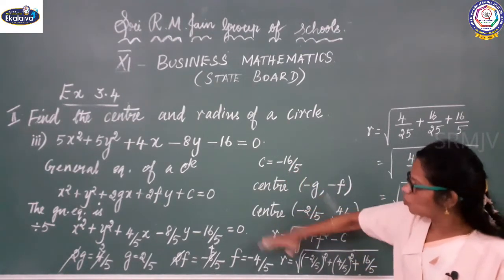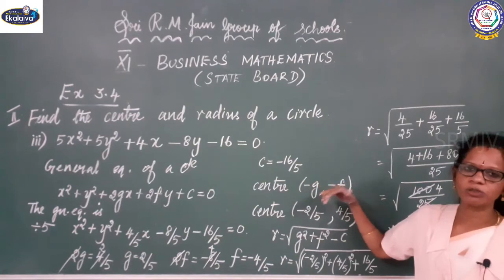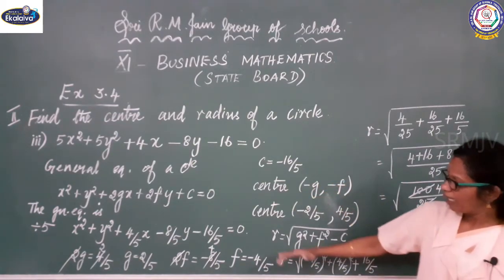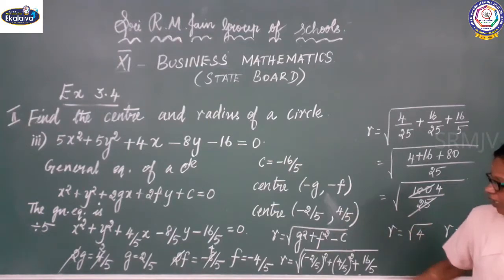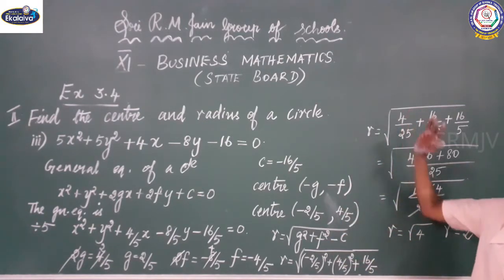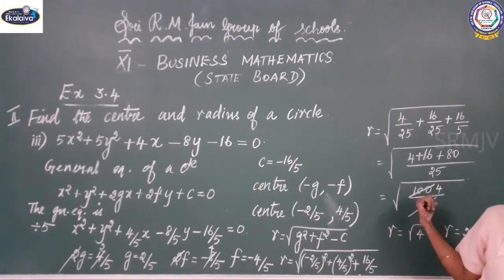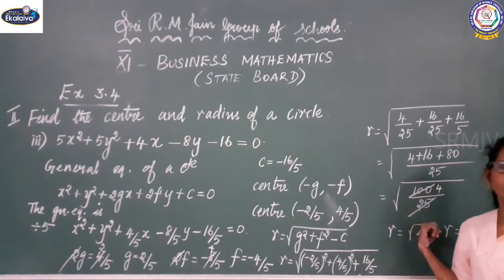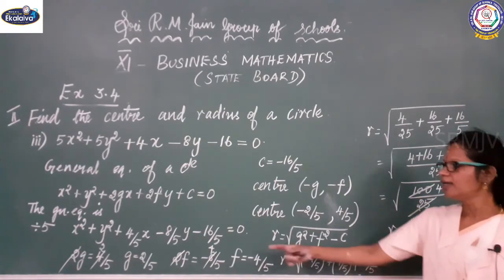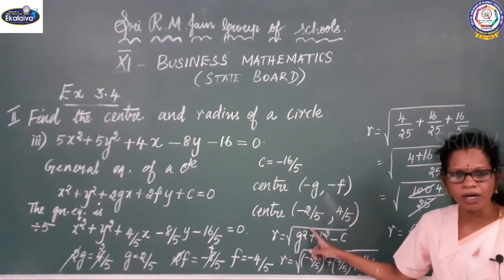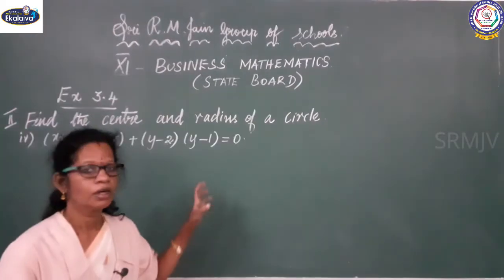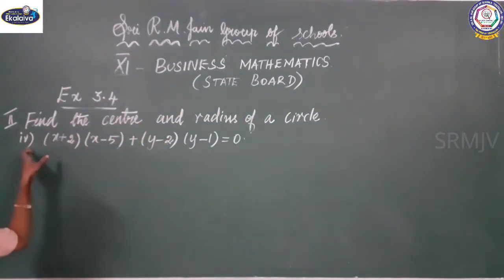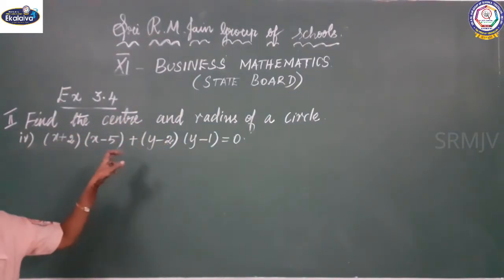Using that, I found the center formula as minus g comma minus f. Then radius equal to square root of g square plus f square minus c. I substituted, evaluated, and at the end I arrived at the result as 4, therefore r equal to 2. Now the center is minus 2 by 5 comma 4 by 5, radius is 2. The second Roman letter, fourth subdivision we are going to see now, right?